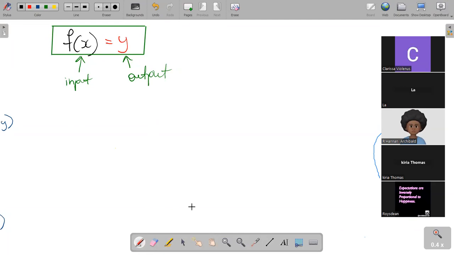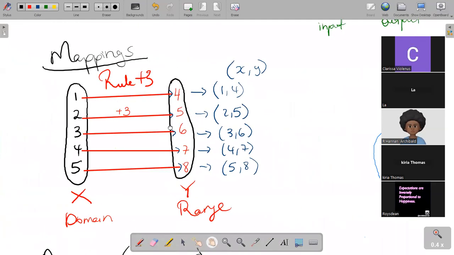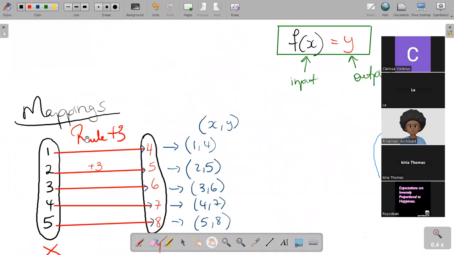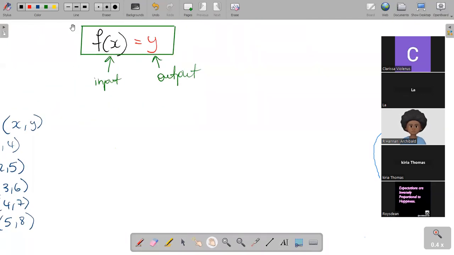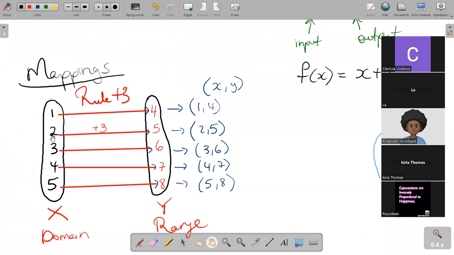What was the one we were doing before? What was the instruction over here? The instruction was what? +3, right? So instead of writing it like this, how would I write it in this form? This is how they would write it. F of X, which is the instruction, is equal to X plus 3. Isn't that true? If we look at it, didn't we add 3 to all of the X's? Right or wrong? Talk to me, people. Right or wrong?